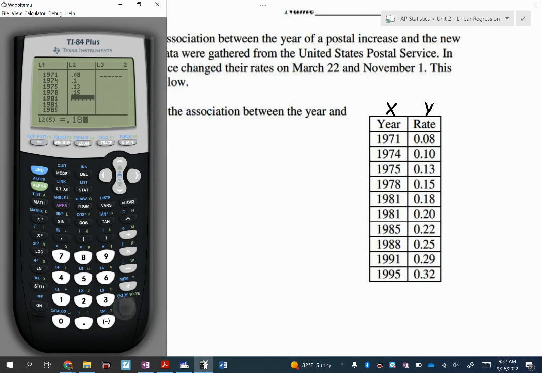Hopefully you're already making the scatter plot. And we're ready. If you haven't done the diagnostic on, make sure you do that as well. Second stat plot. All right, we're going to turn the first one on. We're already doing list 1 explains list 2, so we're good there. So graph, zoom, 9.